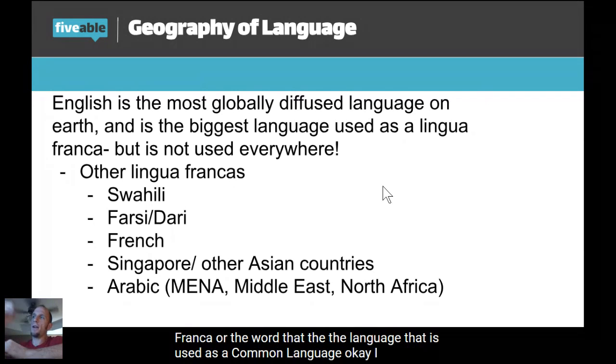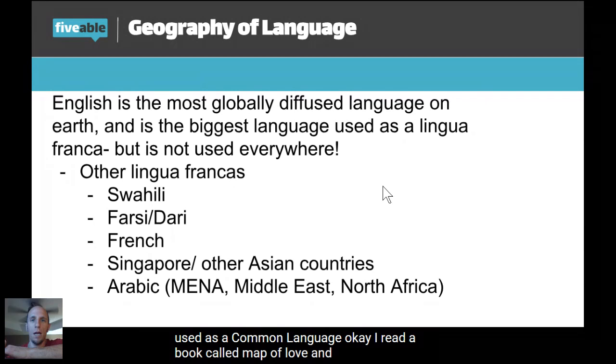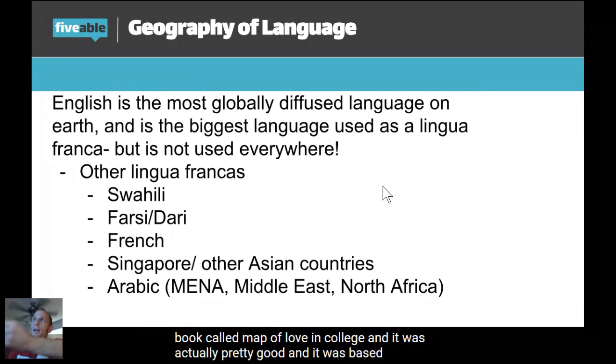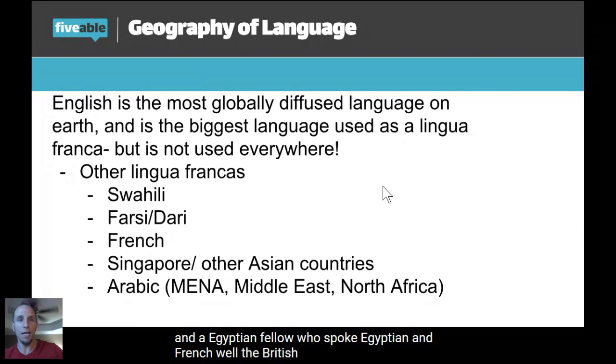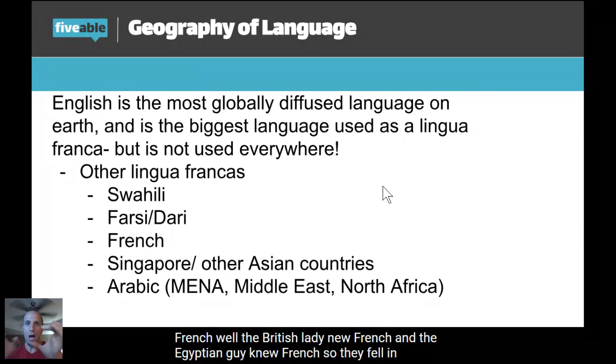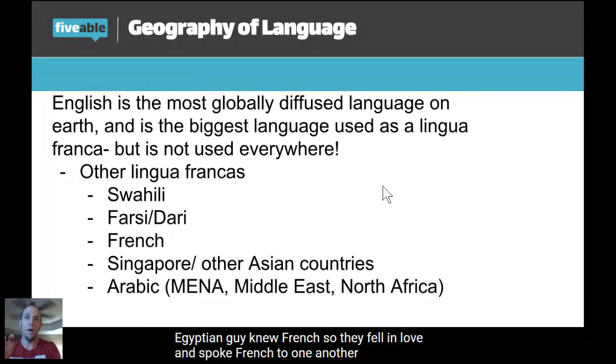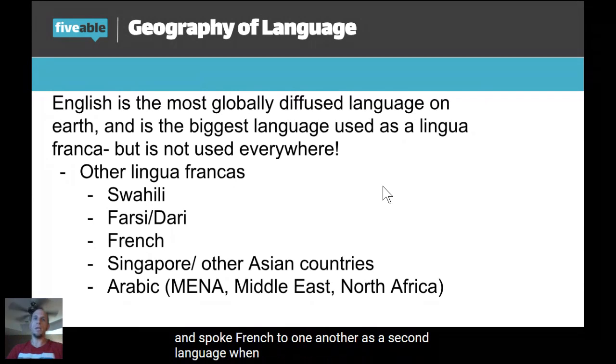I read a book called Map of Love in college, and it was actually pretty good. It was basically a love story between a British lady who spoke English and an Egyptian fellow who spoke Egyptian and French. The British lady knew French and the Egyptian guy knew French, so they fell in love and spoke French to one another as a second language when neither one of them had French as a primary language.